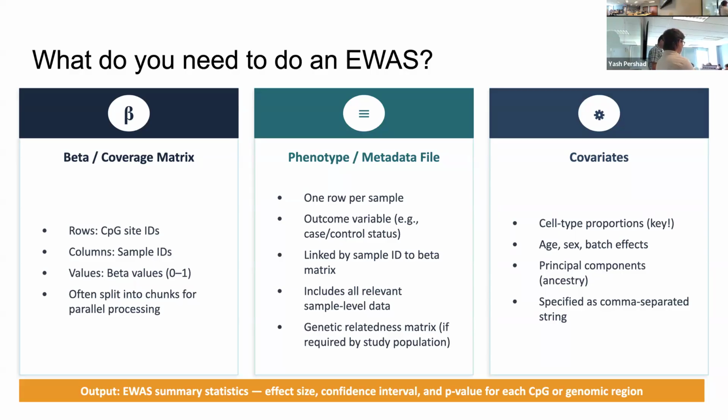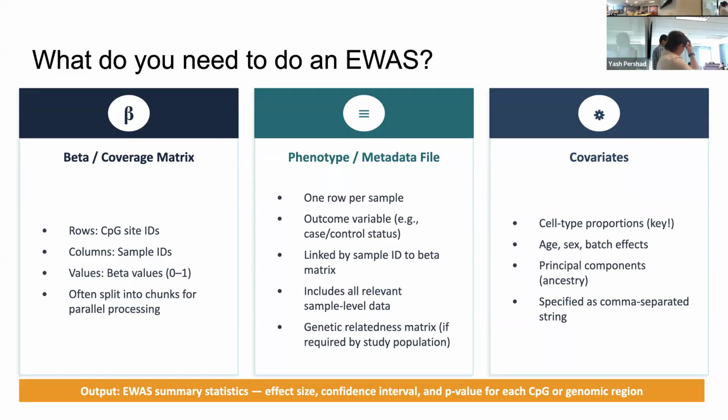And then you'll have sample IDs as your columns, and then the actual values, we talked about it being from 0 to 1. And then similar to a GWAS, the information from one CPG is not relevant to doing the regression for the next CPG. So you can easily chunk your approaches and parallelize it if you'd like to make the EWAS run faster. So each regression is somewhat independent, and you can leverage that to make it run faster. And then how I've set it up is just you have a phenotype metadata file, which has the outcome variable of interest, let's say case control status.